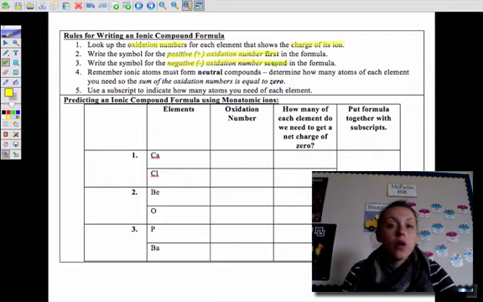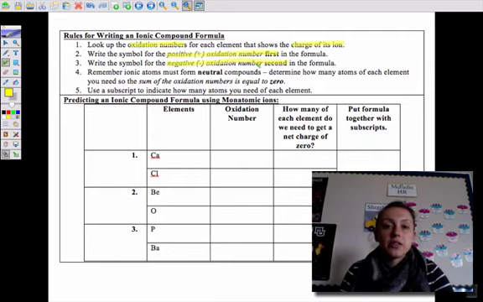Remember, positive always goes first. That metal is always going to go before the non-metal, kind of like reading the periodic table. The metals are on the left, the non-metals are on the right. Same thing in our formulas. The metals are going to be on the left, or first, and the non-metals are going to be on the right, or second.